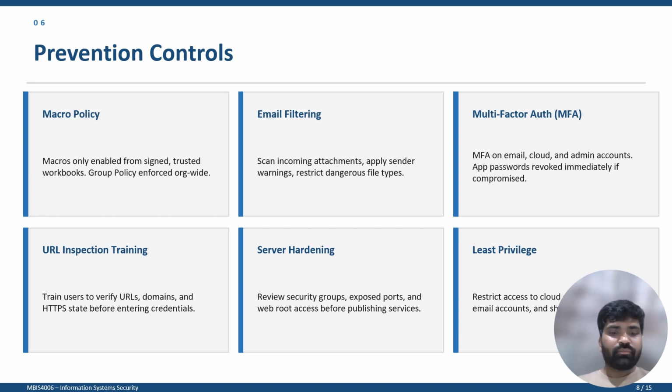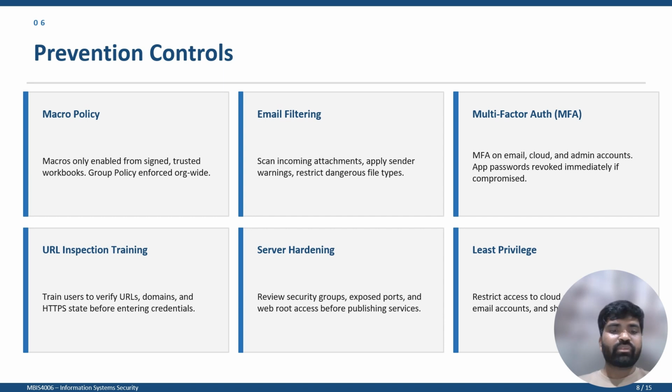Prevention controls. This slide explains how prevention controls are included in our business continuity plan. The first control is macro policy enforcement. Only signed and trusted workbooks should be allowed to run macros, and this can be managed through organizational group policy settings. The second control is email filtering.